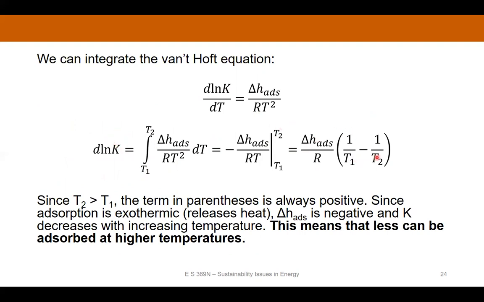So we see that if we're going from a lower temperature to a higher temperature, so T2 is greater than T1, this term in parentheses is always going to be positive. And because adsorption is an exothermic process that releases heat, delta H is actually negative. So this whole term is going to be negative when you're going up in temperature. This means that the Henry's law constant will decrease with increasing temperature, and less and less can be adsorbed at higher temperatures. So you want to try to limit the temperature at which you're working.